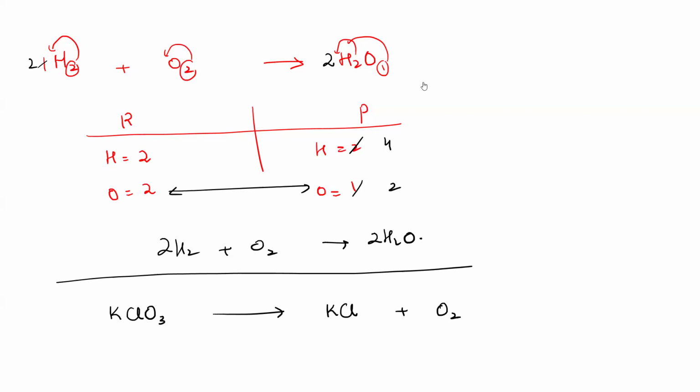That's nice. So this should be somewhat like this. We see 1 potassium, 1 chlorine, 3 oxygen, 1 potassium, 1 chlorine, but 2 oxygen. So what we can do here, you can just do crisscross.